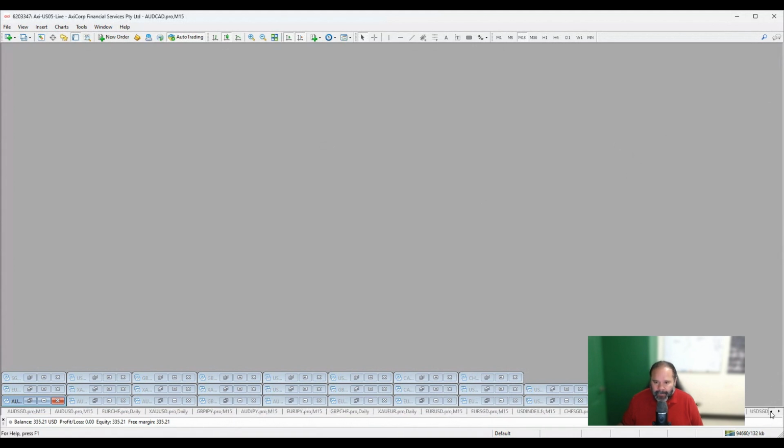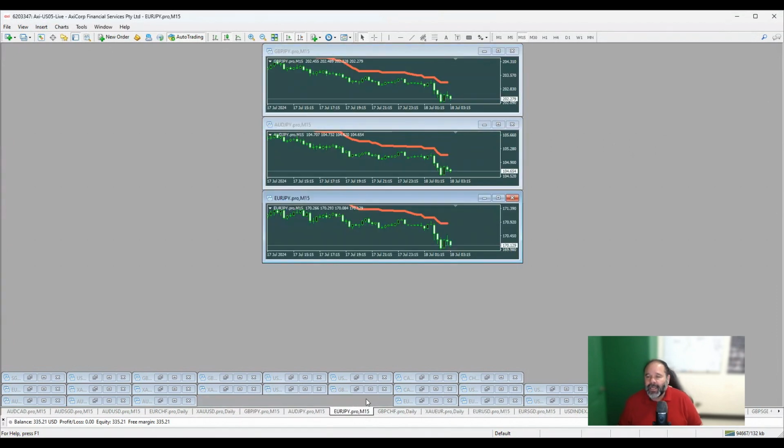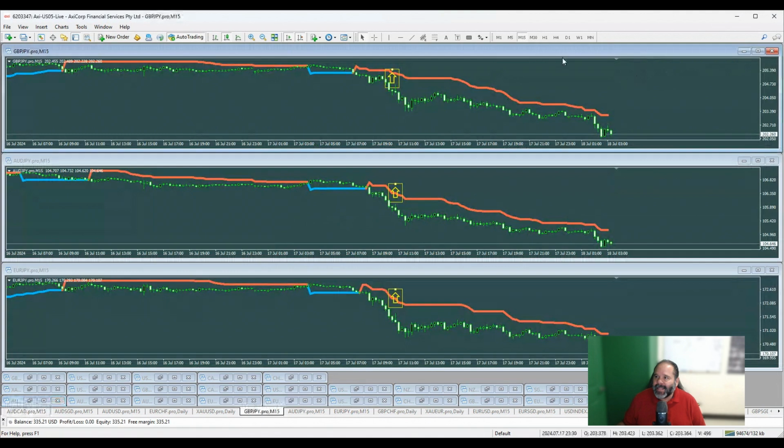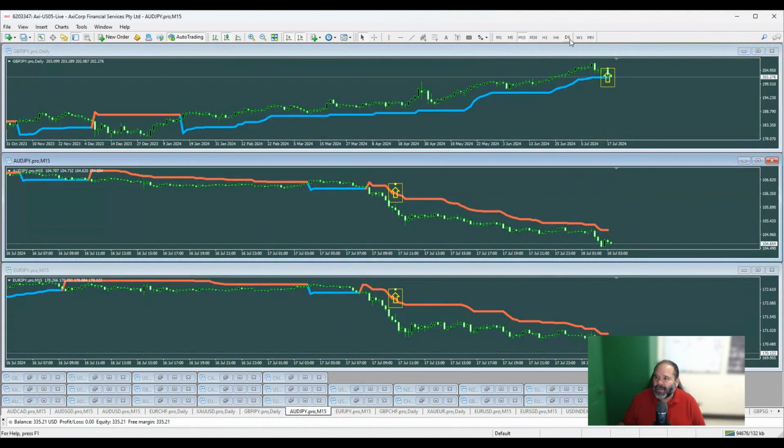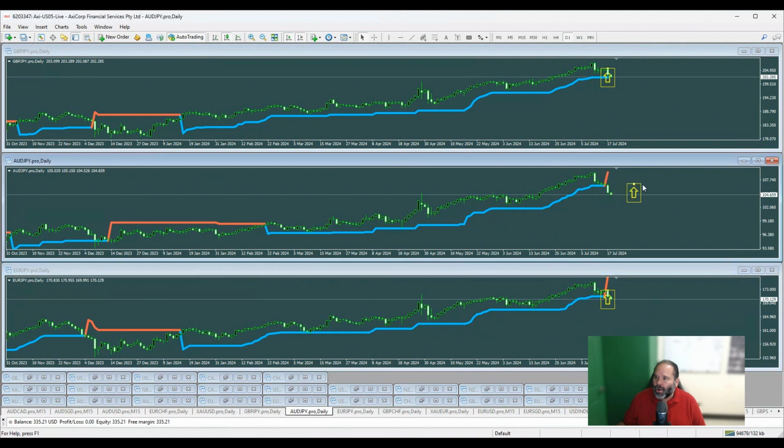Where is it? GBP JPY, AUD JPY, and Euro JPY. There we go. Those are the three pairs that correlate. Now let's check the daily time frame first. Daily time frame. There we go. So on the daily time frame, they correlate positively.